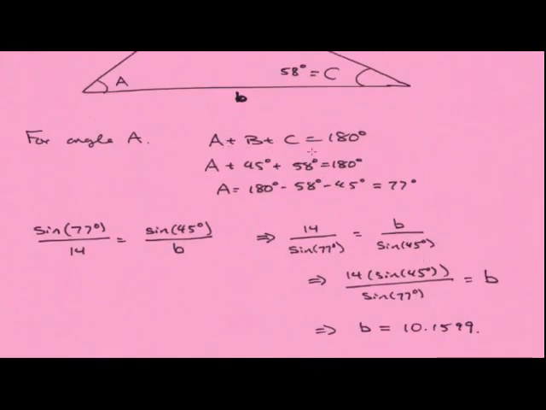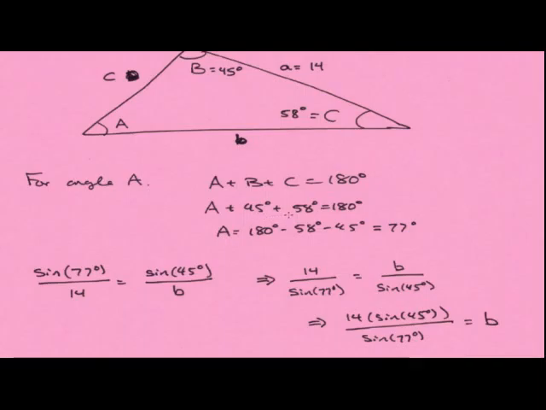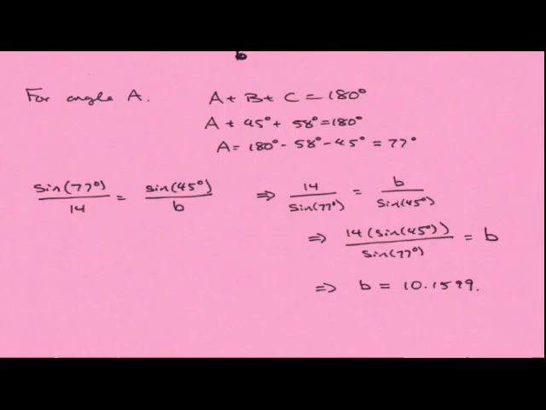So for angle A, we use the fact that the sum of the angles of any triangle is going to be 180 degrees, so that A plus B plus C is 180. Plugging in the values that we know, angle B is 45 degrees, angle C is 58 degrees, and so that means angle A has to be 77 degrees. So that part was kind of easy. Now, what about finding the sides?